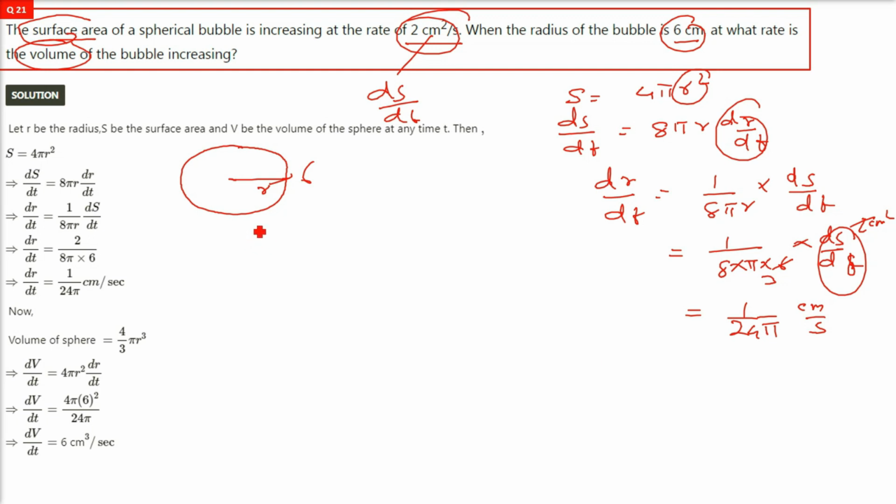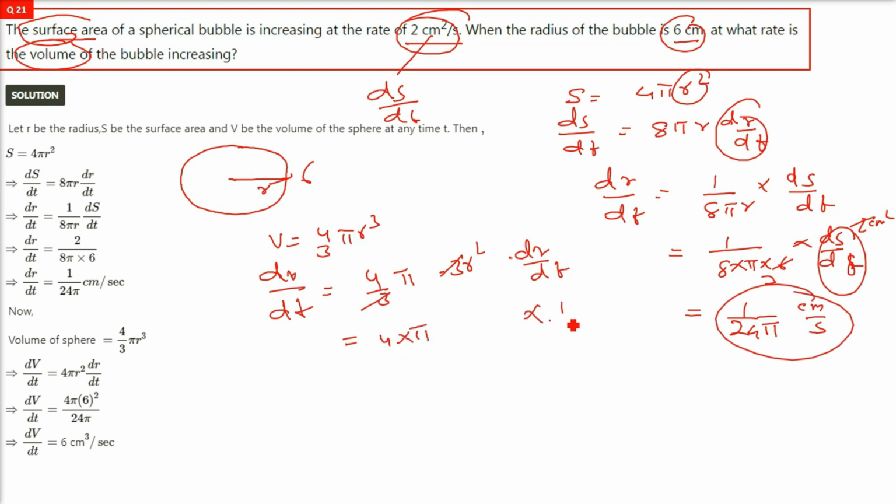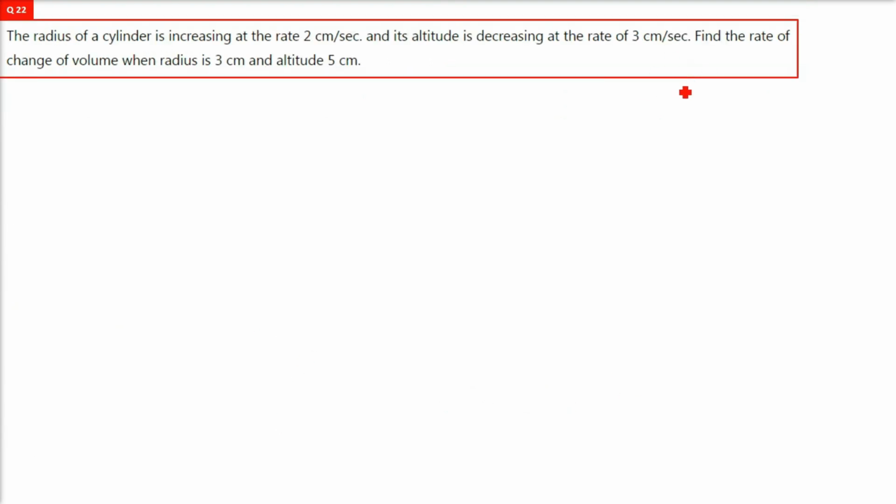Now the second part is volume. Volume is 4 by 3 pi r cube. Now what is the rate at which the volume of the bubble is increasing? So volume is dv by dt. It's 4 by 3 pi, 3 r square, and then dr by dt, and again dr by dt is known to us, radius is also known to us. So dr by dt we just computed as 1 by 24 pi, and the radius is 6 centimeter, so 6 into 6. Now you can cancel: 6 4s are 24, the 4 gets cancelled, and you are left only with 6 centimeter cube per second. This is dv by dt, the rate of change of volume. Right? This question will be taken up in the next discussion.